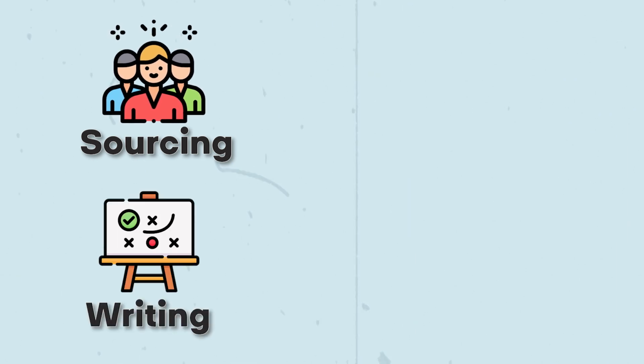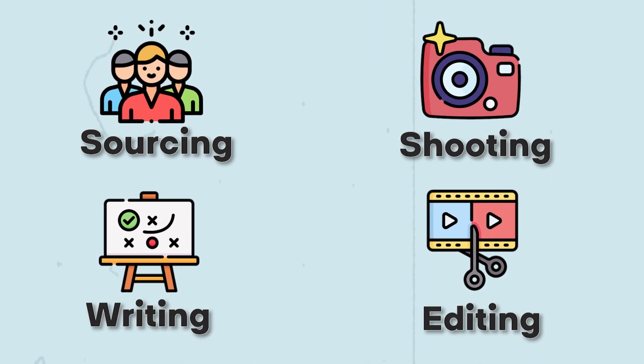So there are 4 components to this process. You've got sourcing, script writing, shooting, and finally editing. And you need all 4 dialed in to make great UGC ads.